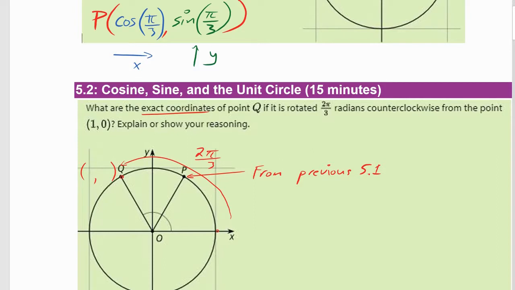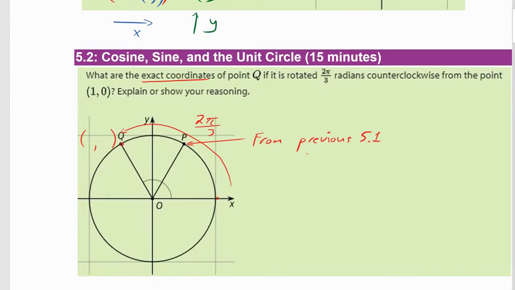Okay, so now that you have spent hopefully at least 5 to 10 minutes working on this, you should realize, well, P, we already know the coordinate for P. We know it's cosine of pi thirds, and this is again for P, not for Q, comma, sine of pi thirds, like this, right? So what would Q have to be?